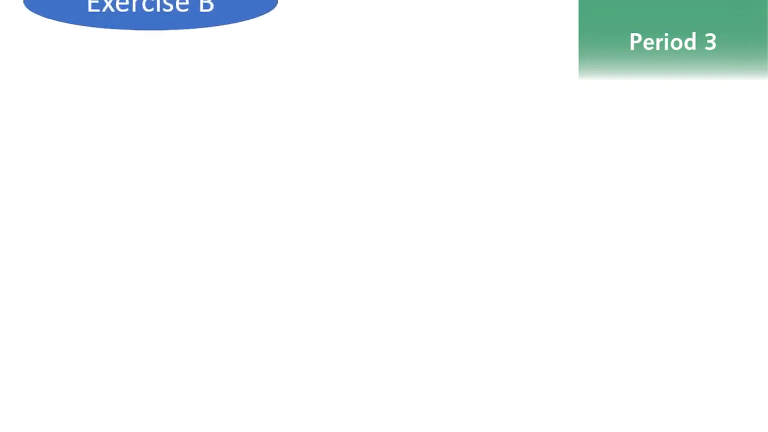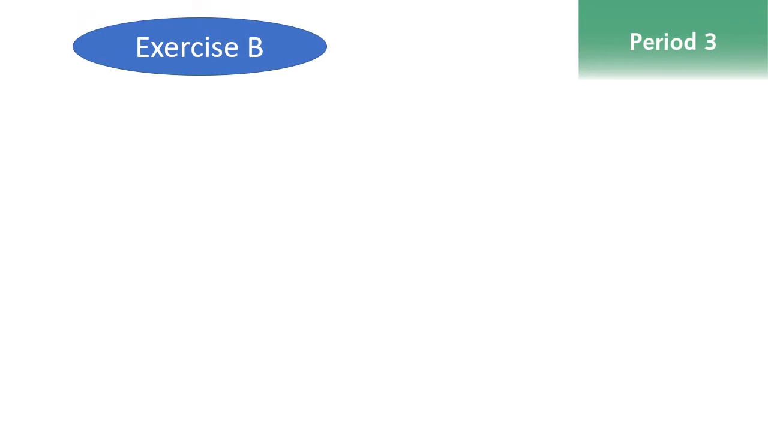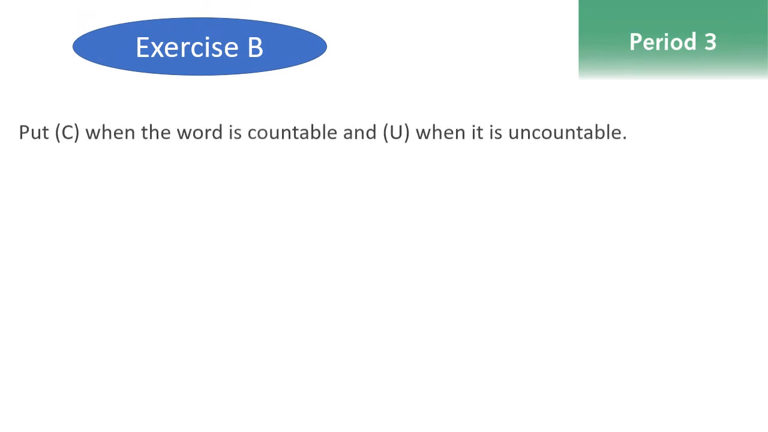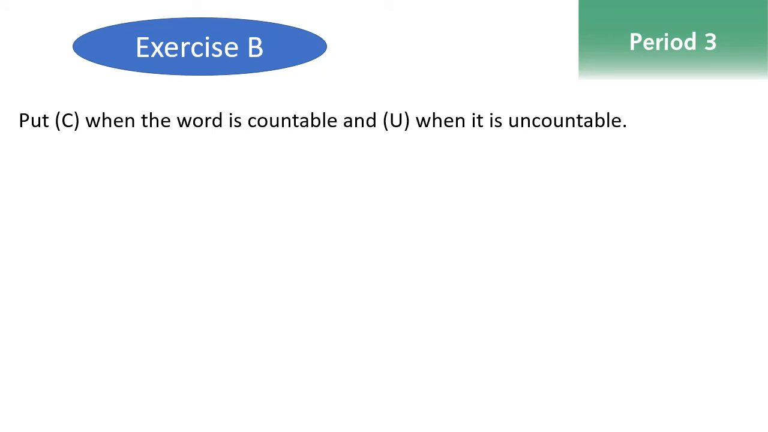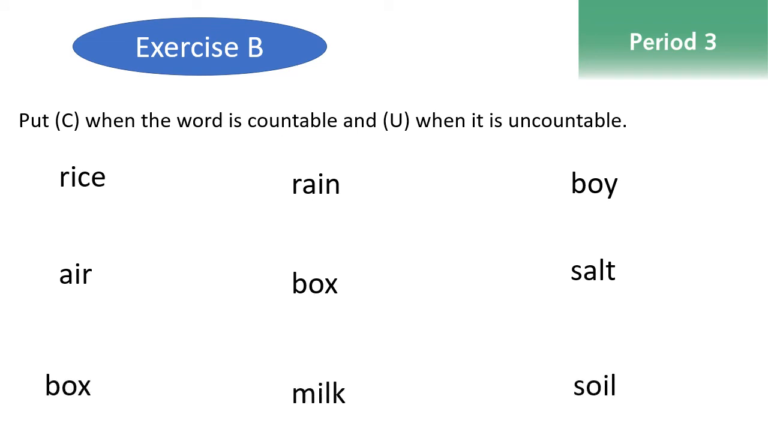Okay, now let's go to this exercise. I believe that you should now understand or recognize what is the difference between countable and uncountable. Now please put C when the word is countable and U when it is uncountable. We have rice, rain, boy and we have air, books, salt and we have books, milk, soil.